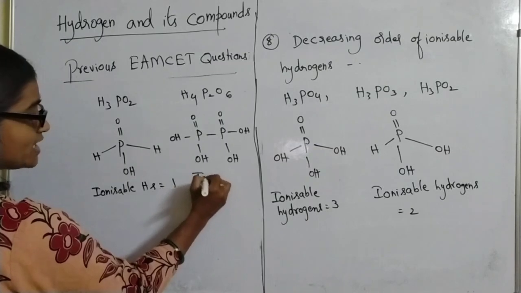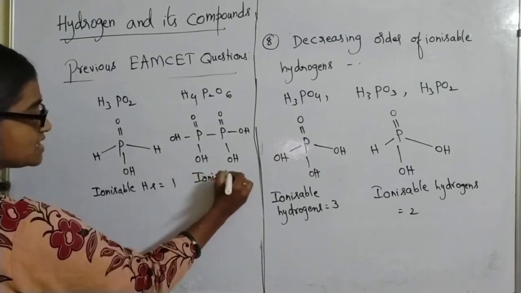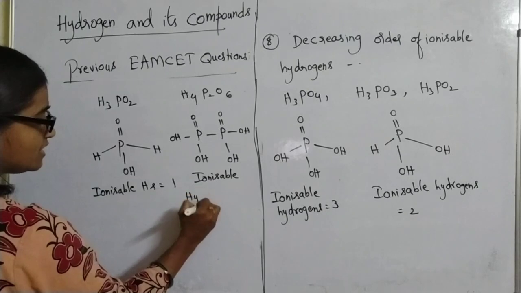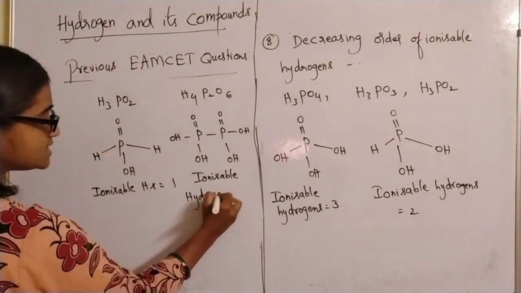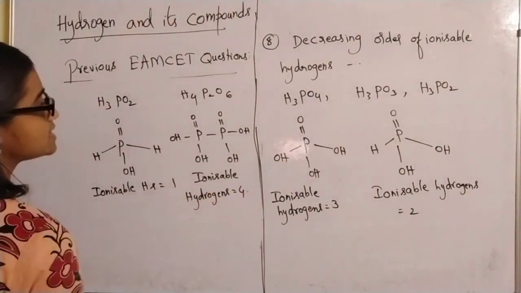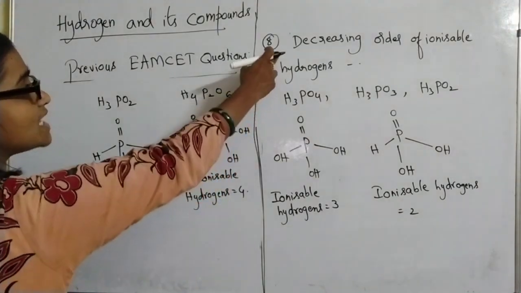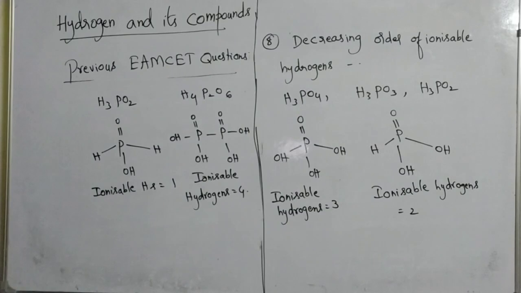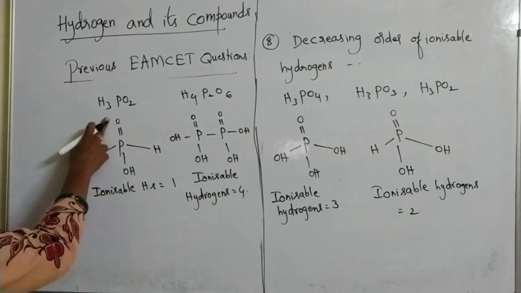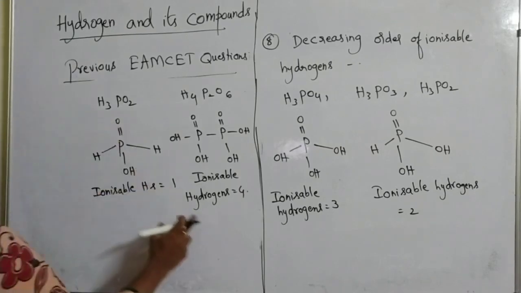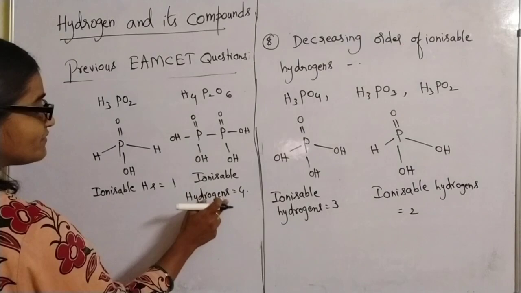So number of ionizable hydrogens here, how many are there? Ionizable hydrogens, it is equal to 4 hydrogens. So what is he asking for? Decreasing order. Okay, so decreasing order means less number of ionizable hydrogens will be for this structure. Decreasing order, more will be for this structure.